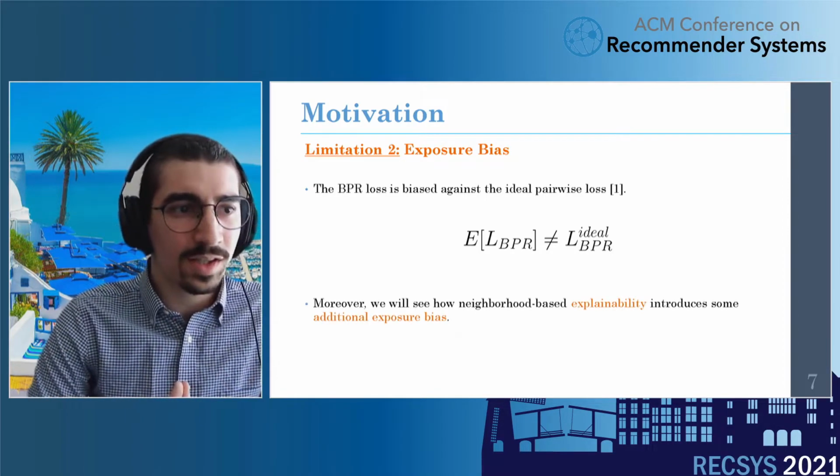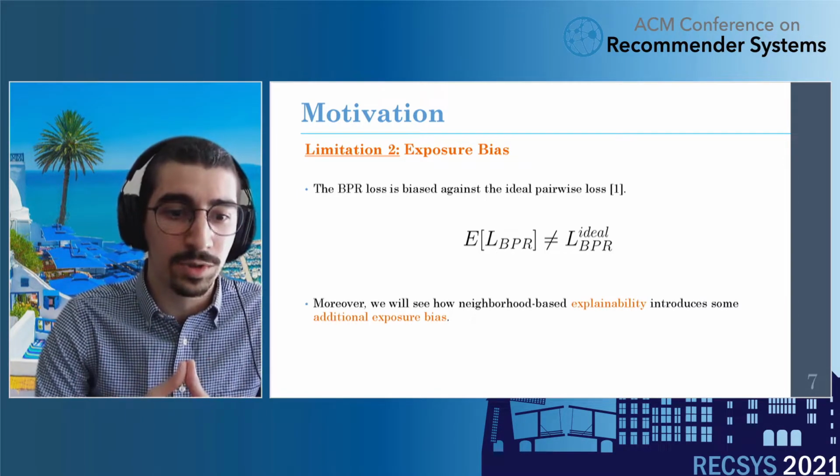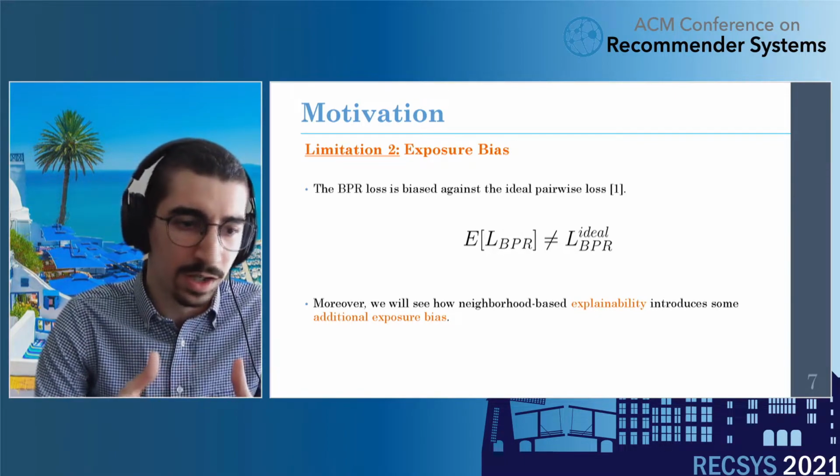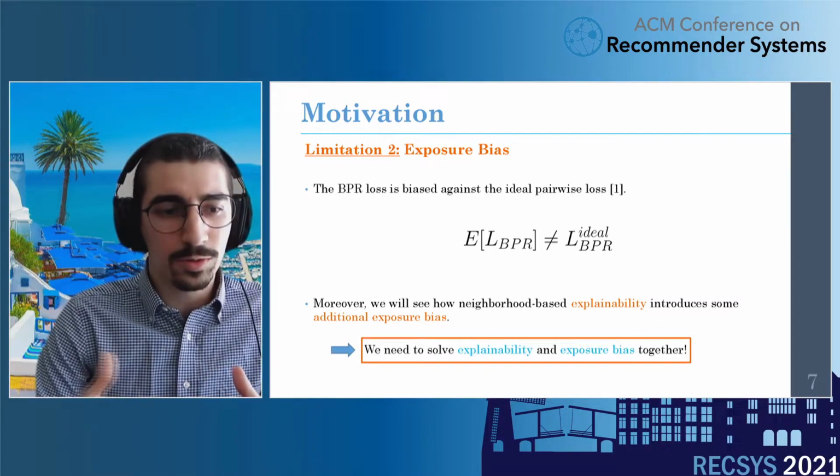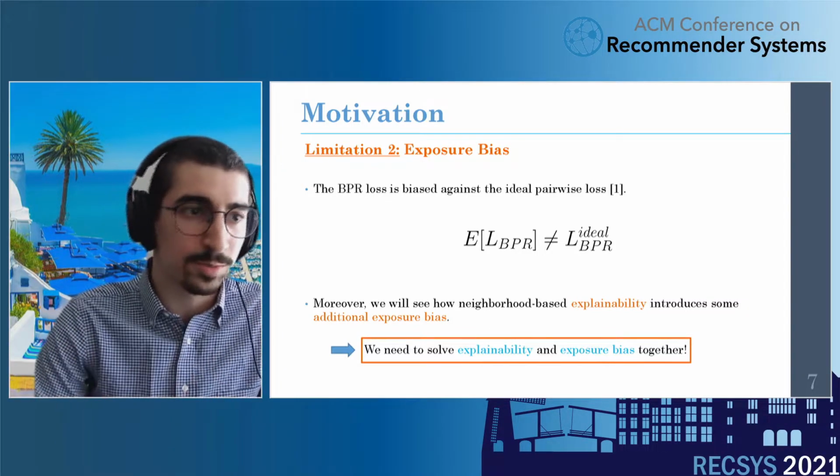However, what we're going to see in this paper is that when introducing neighborhood-based explainability into BPR, we introduce some additional exposure bias. And hence, we need to solve both explainability and exposure bias together.